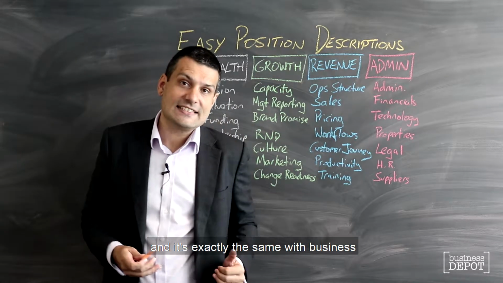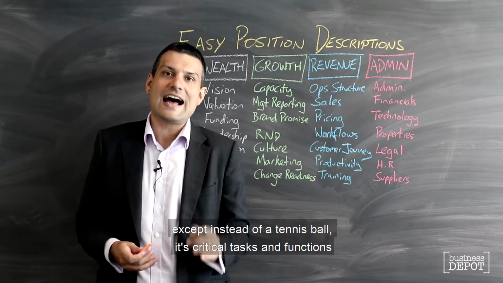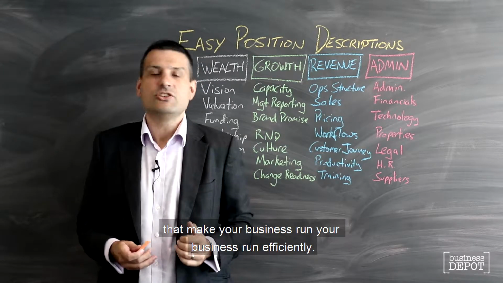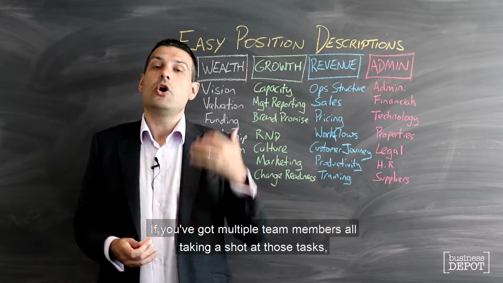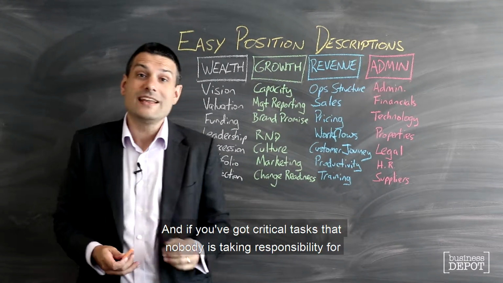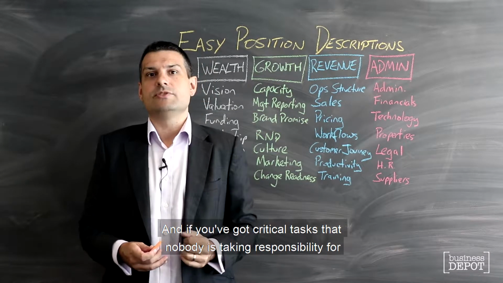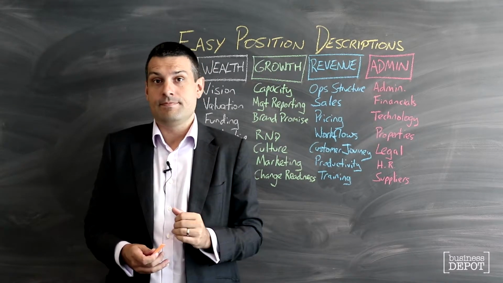And it's exactly the same with business, except instead of a tennis ball, it's critical tasks and functions that make your business run efficiently. If you've got multiple team members all taking a shot at those tasks, that's inefficient. And if you've got critical tasks that nobody's taking responsibility for, then that means they just aren't being done.